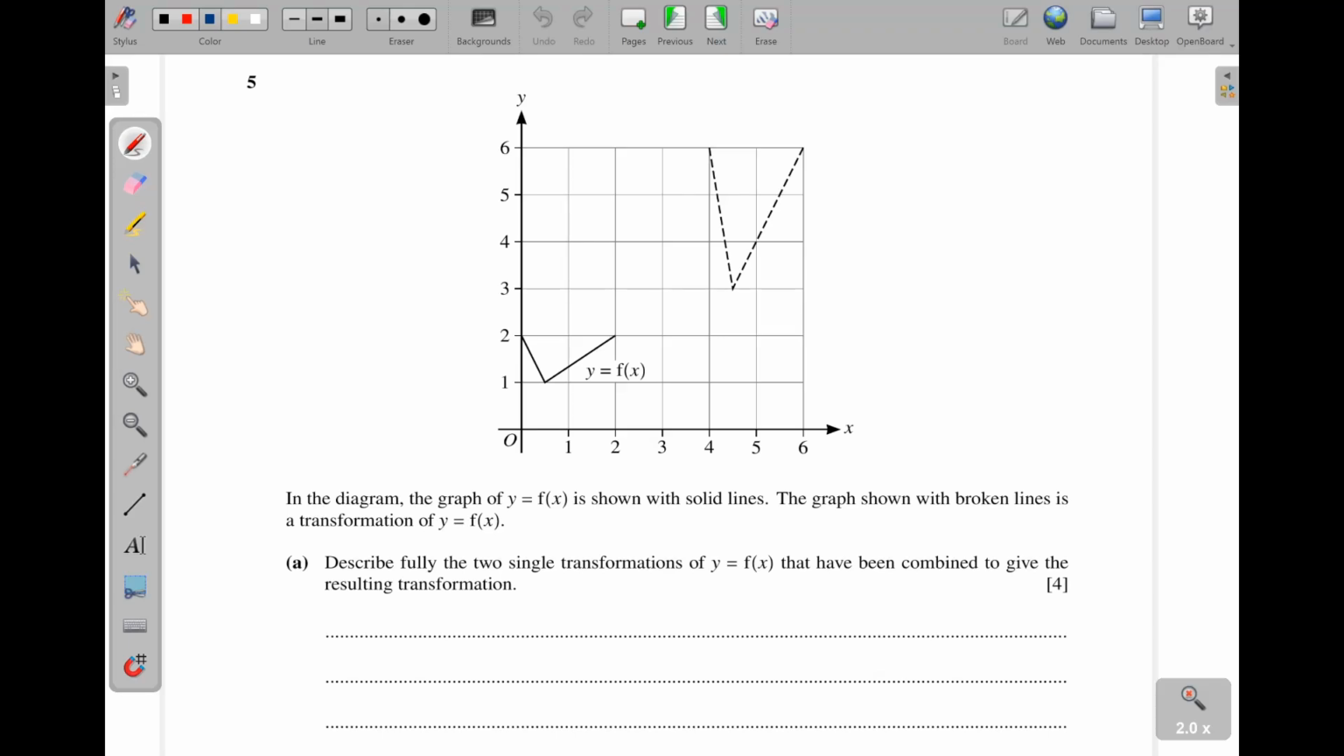Question 5 is coming from transformations of functions. In the diagram, the graph y is equal to f of x is shown with solid lines. The graph shown with broken lines is a transformation of y is equal to f of x. Part A, describe fully the two single transformations of y is equal to f of x that have been combined to give the resulting transformation.